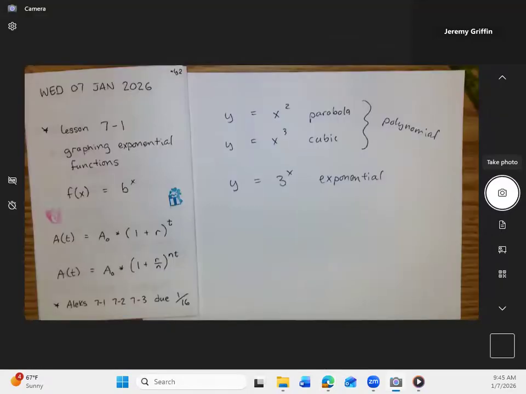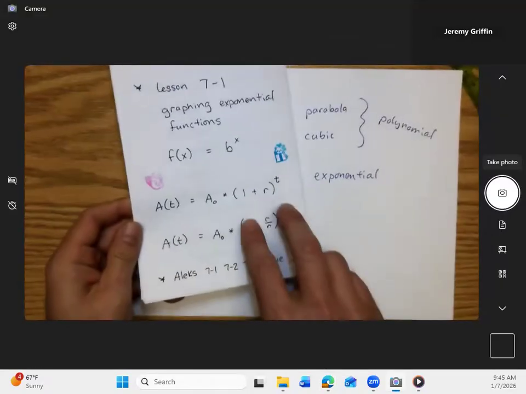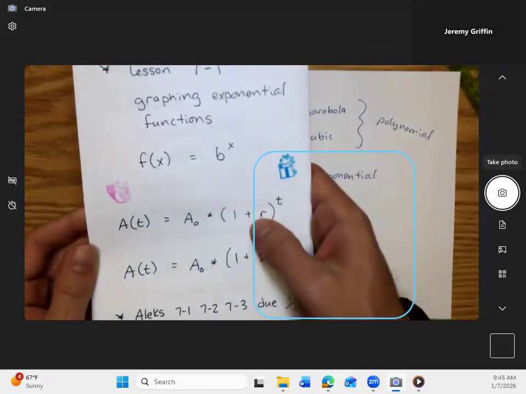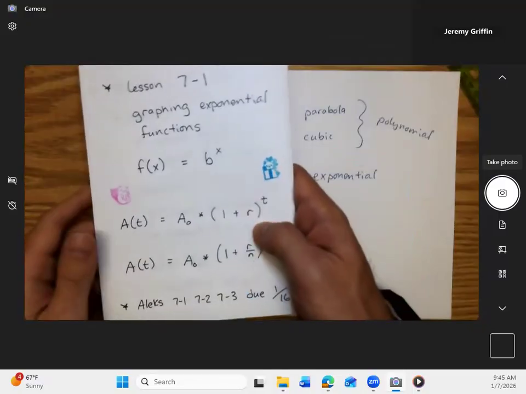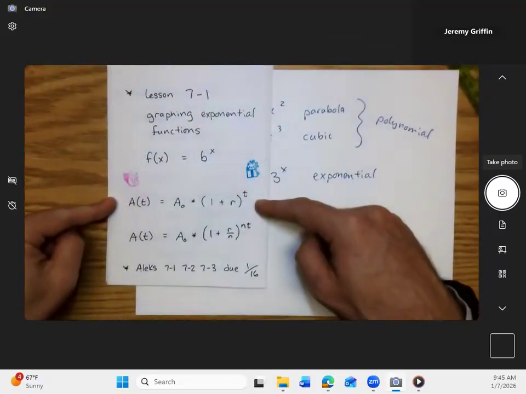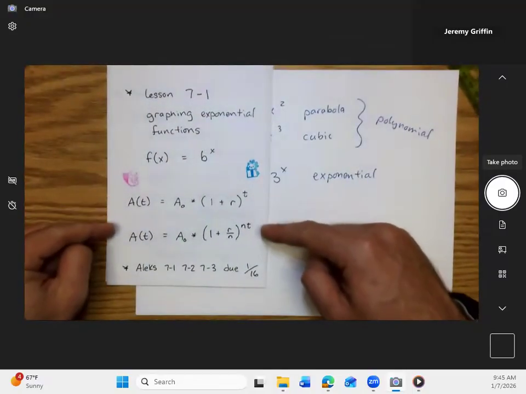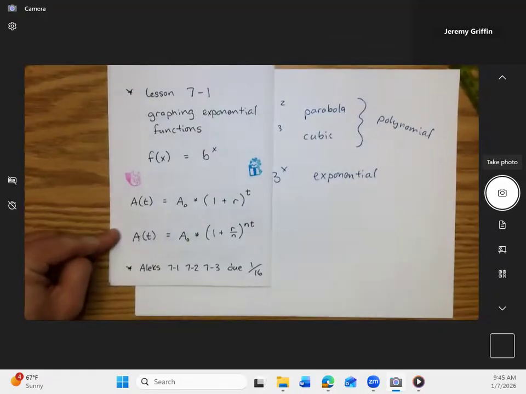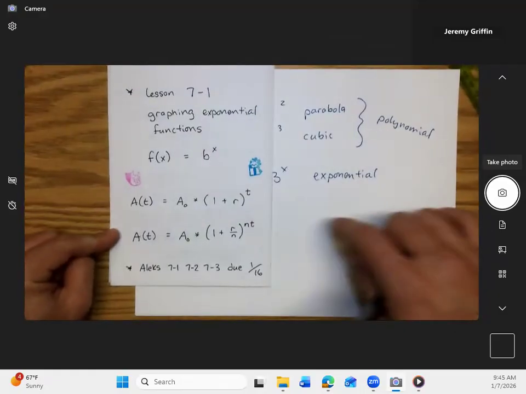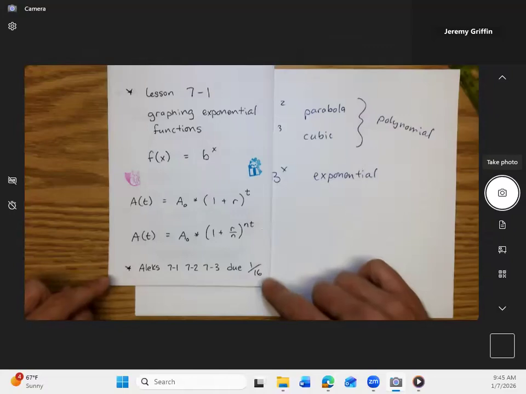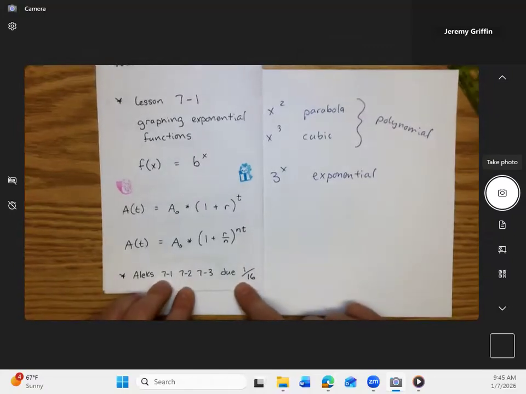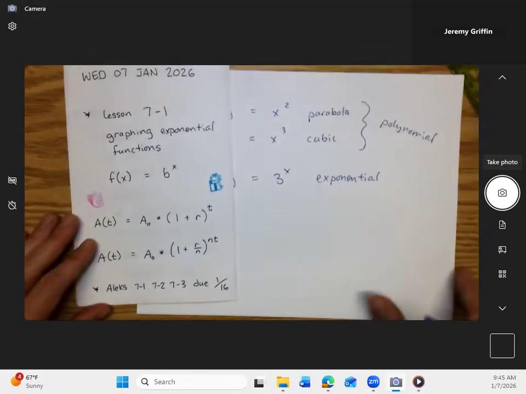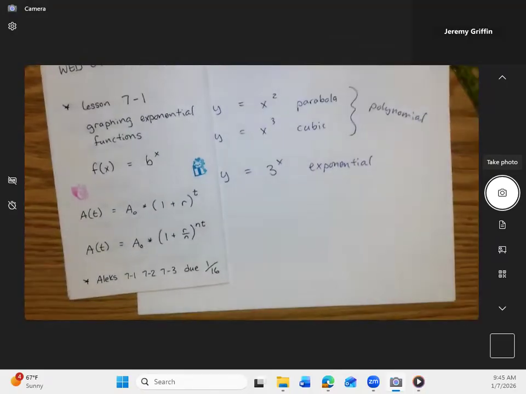A common application involves interest on loans or investments. Right, so I'll do that with you guys. This is a simple compounding. I'll do a more multiple compounding with you guys. Right? And Alex 717273 is open. It's not due until next Friday, so you guys got plenty of time. Right? But I'll do some examples with you guys.